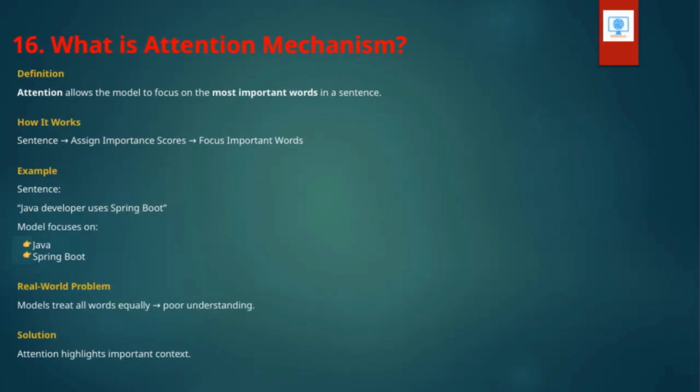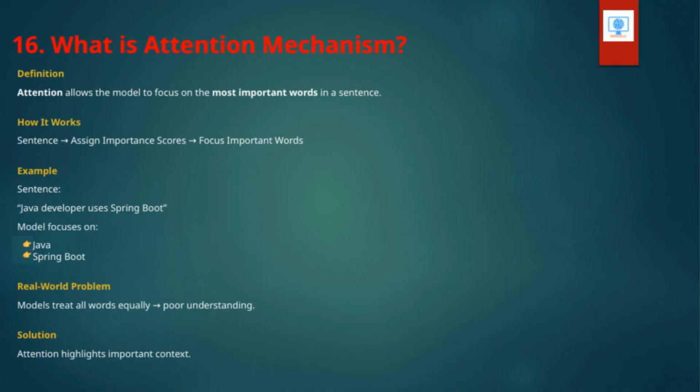Let's start with the definition. Attention allows the model to focus on the most important words in a sentence, helping it understand context better. Now, how does this actually work? Essentially, the model takes a sentence, assigns importance scores to each word, and then focuses on the most relevant ones. For example, if the sentence is "Java developer uses Spring Boot," the model pays more attention to Java and Spring Boot because they carry the key information.